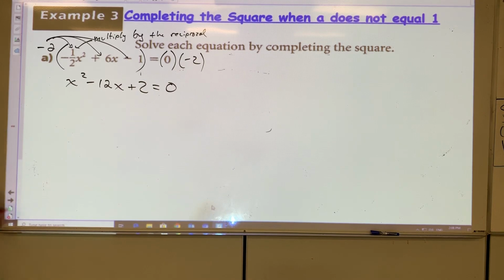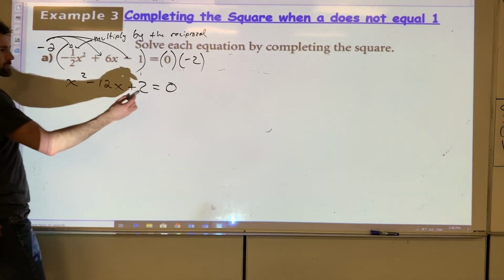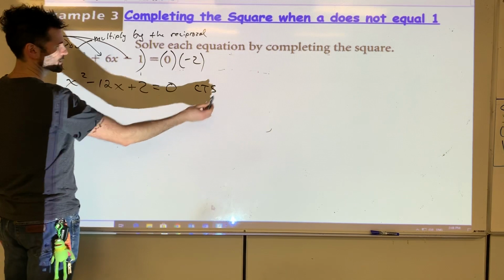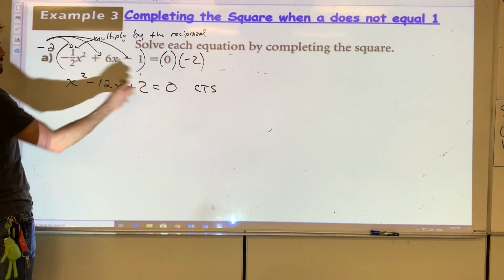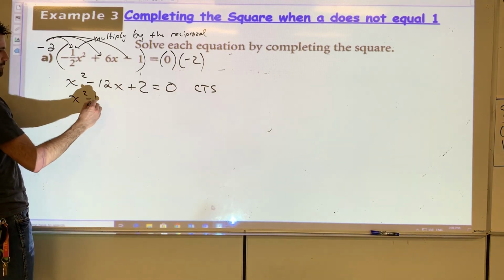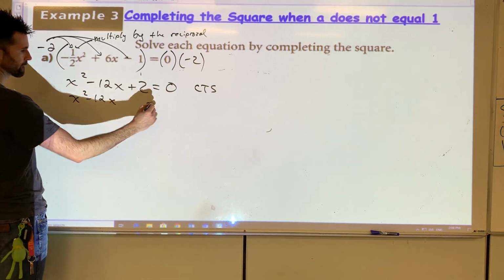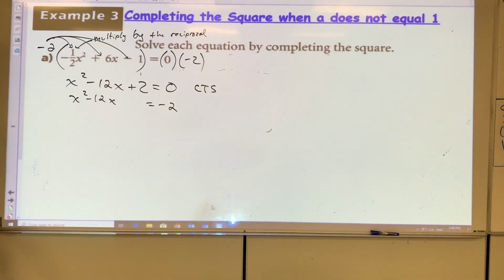Now, can I factor this? Two numbers that multiply to 2 and add to negative 12? Nope. 1 and 2 are my only options. Never gonna get there. So we're gonna complete the square. So I just write CTS for complete the square. In order to complete the square, I need to move the c term over there. So 0 subtract 2 is negative 2.